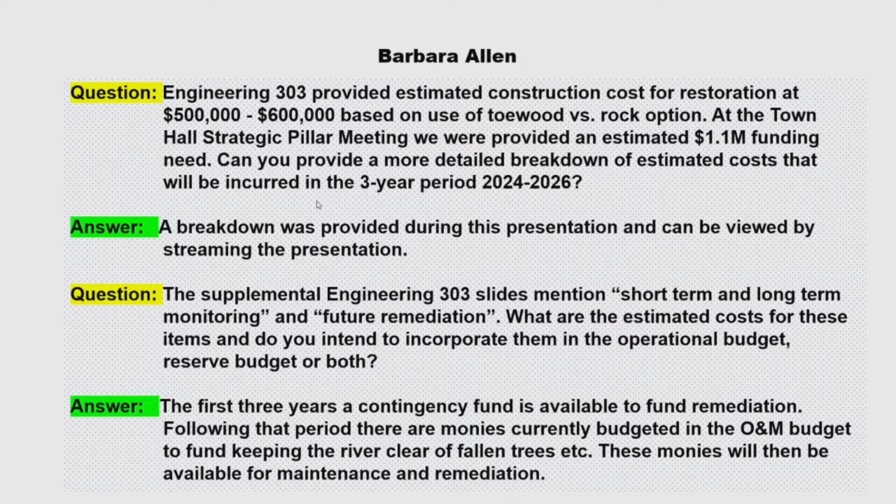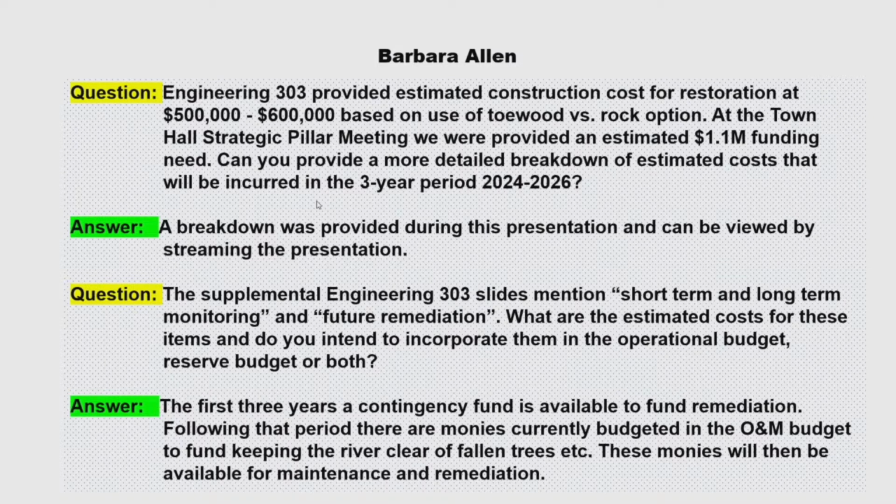Engineering 303 provided estimated construction costs for restoration at $500 to $600 based on the use of tow wood versus rock option. And at the town hall strategic pillar planning meeting, we were estimated $1.1 million need. Can you provide the detail? And I think I did that when we went through the presentation here.